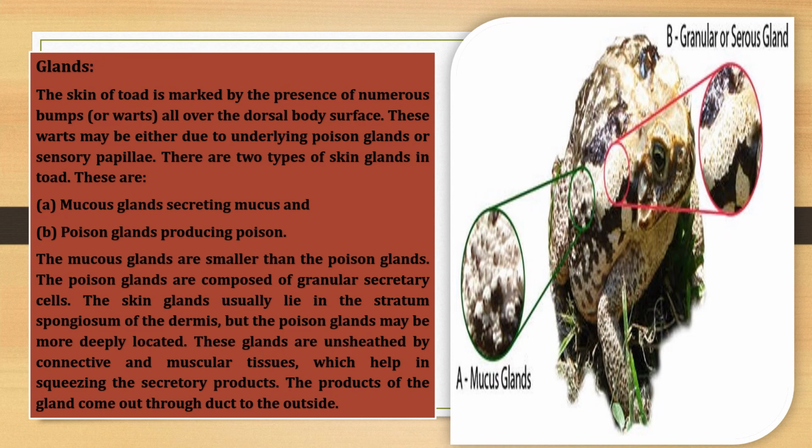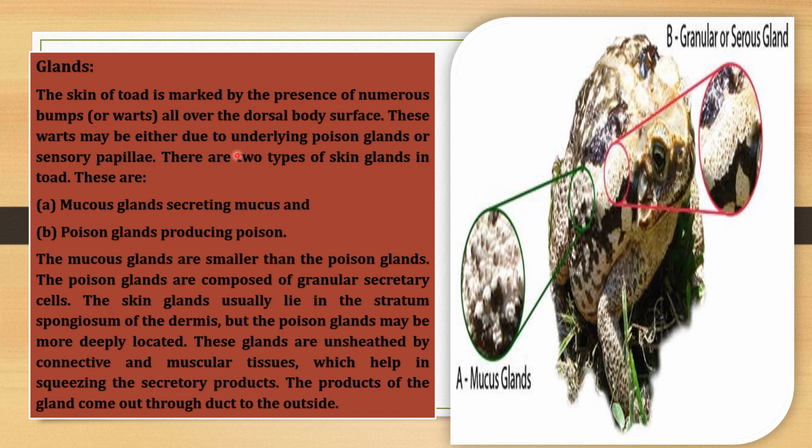So, we are starting the glands of toad skin. The skin of toad, you can see the diagram. I am describing the diagram afterwards. The skin of toad is marked by the presence of numerous bumps or warts all over the dorsal body surface. You know, dorsal body surface means on the back of the body surface.